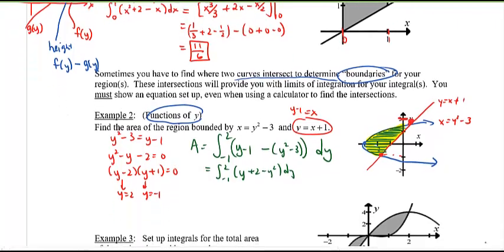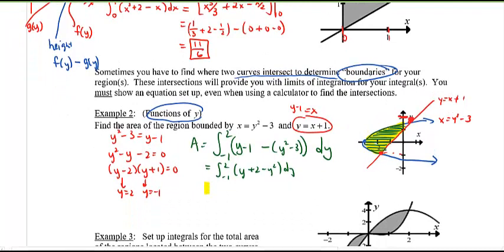And now we'll do the antiderivative. Good old lovely power rule. Oops, I don't need the integral sign here. y squared over 2 plus 2y minus y cubed over 3. I'll evaluate that from 2 to negative 1. Ooh, it's no longer 0. No fair, I like 0.